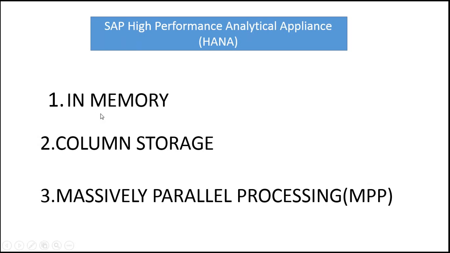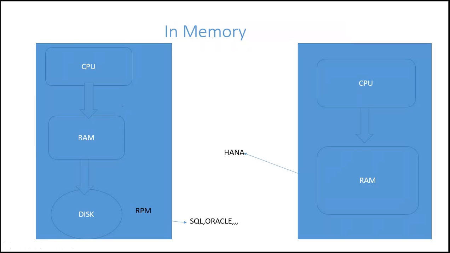First we are looking into what is in memory. First see this figure. Traditional databases follow this kind of approach: first CPU, then RAM, disk. Means the traditional databases are following a disk-based approach. Ultimately the data is available in the hard disk. The first process is the same. In our system, CPU and based on the RAM, the system is fast. Then hard disk.